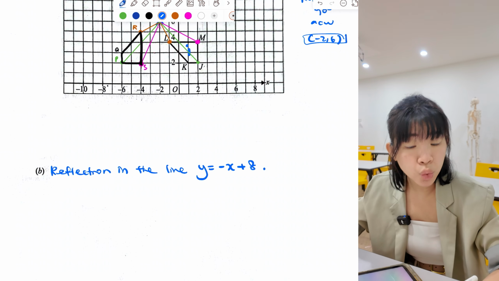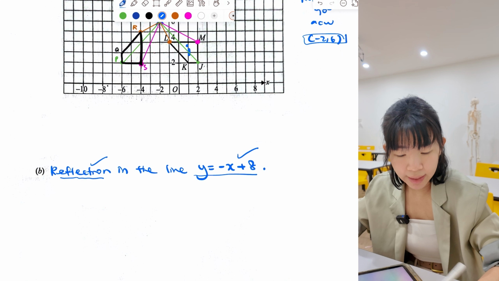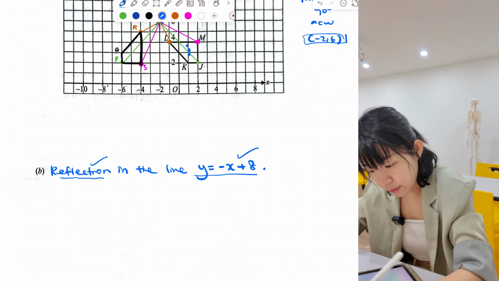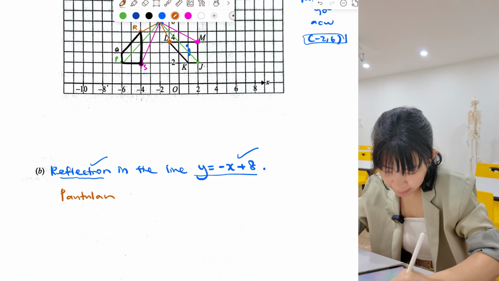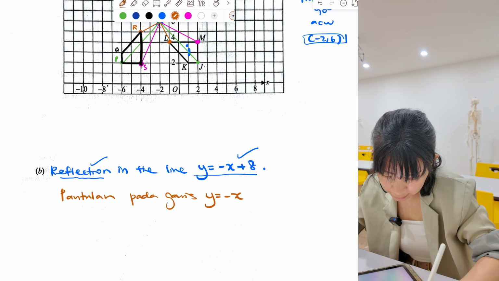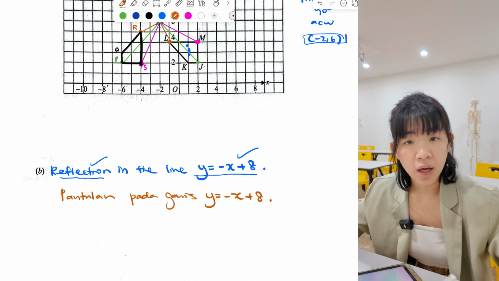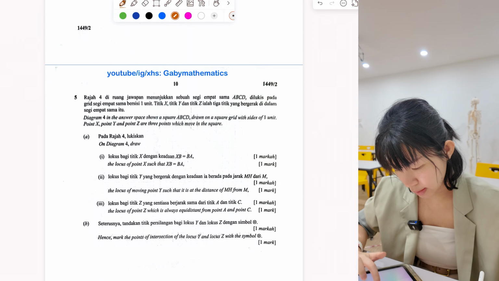So here you will get 2 marks if you mention reflection correctly and find the equation correctly. For BM, it is called pantulan pada garis y equal -x plus 8. Understand? Okay, let's see the next one.